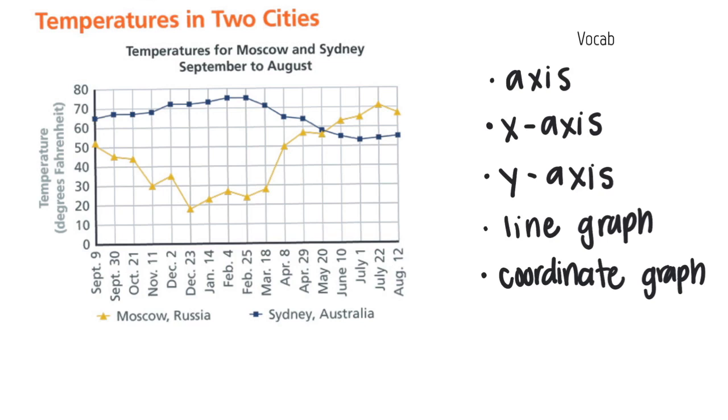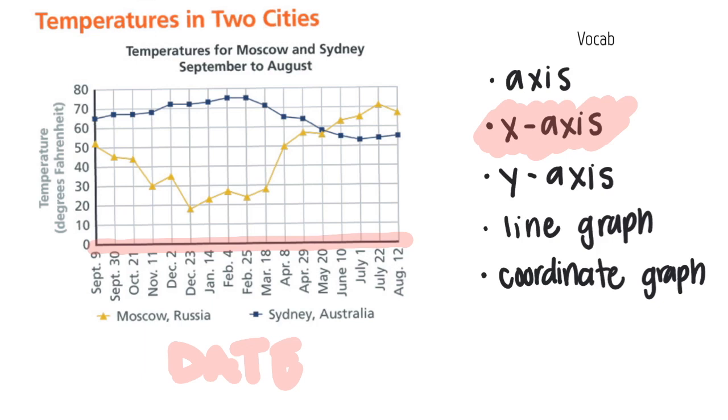Okay, we're going to start with our, let's talk about our x-axis. Okay, what is an axis? An axis is one of the lines that we'll be plotting on, right? Our x-axis is the bottom line. Okay, so the x-axis will be our bottom line right here. And in this graph, it's telling us about the dates, right? It's telling us the date.